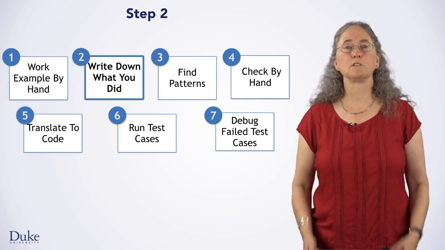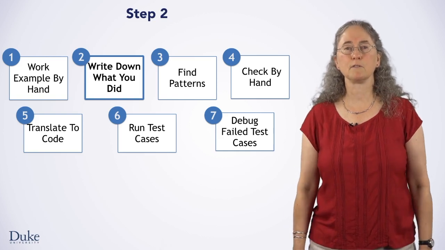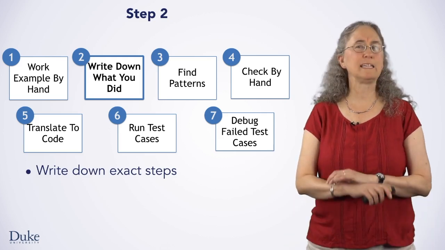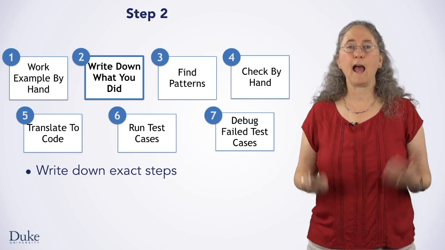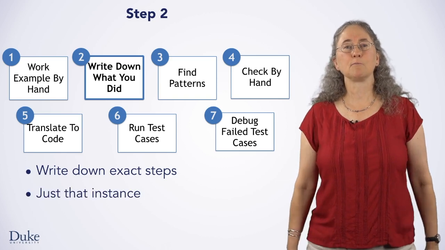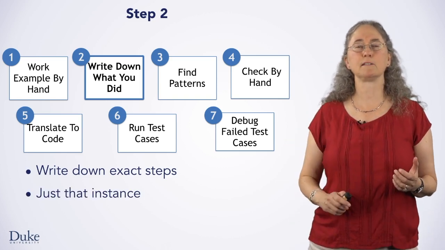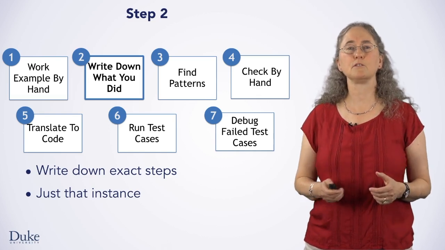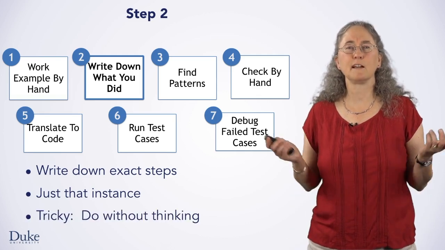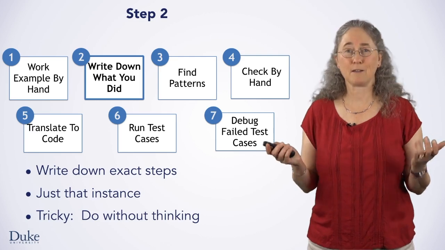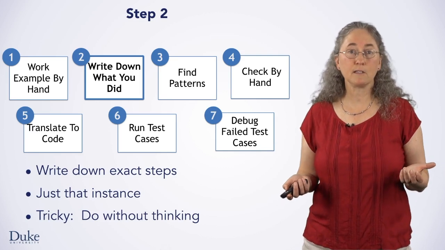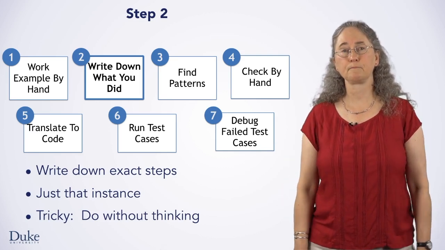In step 2, you want to write down what you just did to solve this problem. You want to be as exact as possible. Do not leave anything out, and write down how you solved it in a step-by-step fashion. At this point in the process, you are just writing down the step-by-step approach for the one particular instance you solved, not the more general problem. The tricky part in this step is that we often do things without thinking about them. If you gloss over something or you're not precise about what you did, it will make the later steps harder.